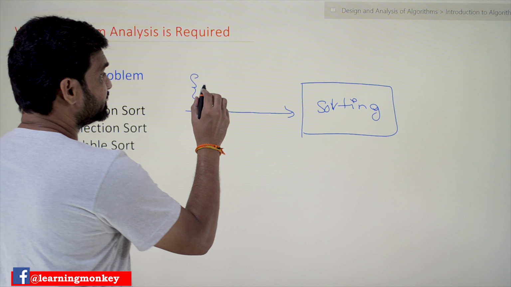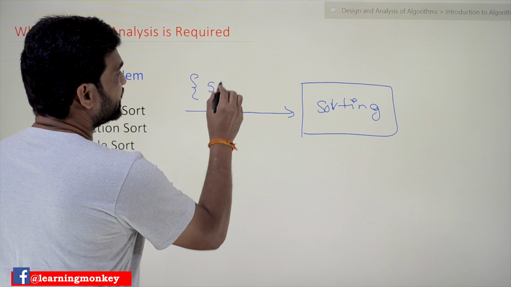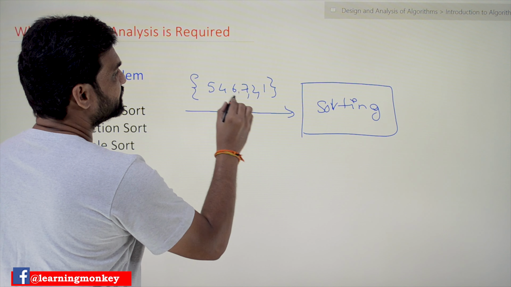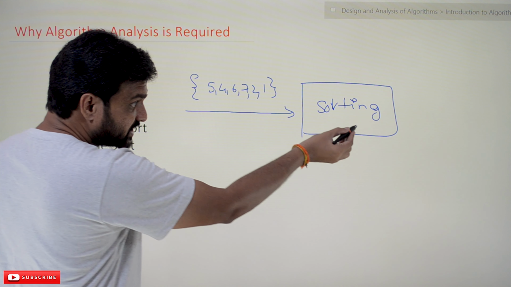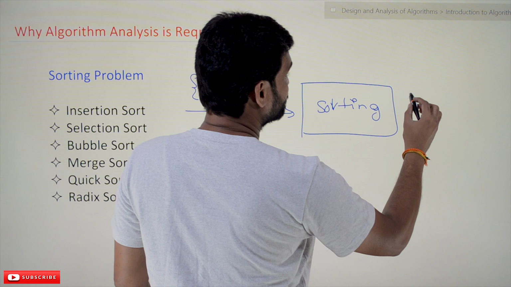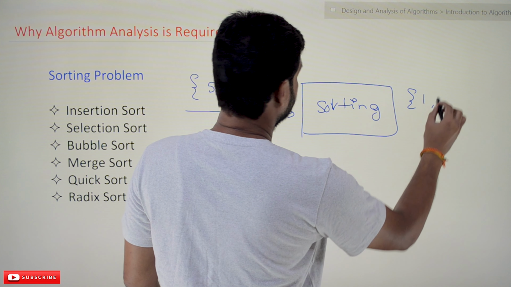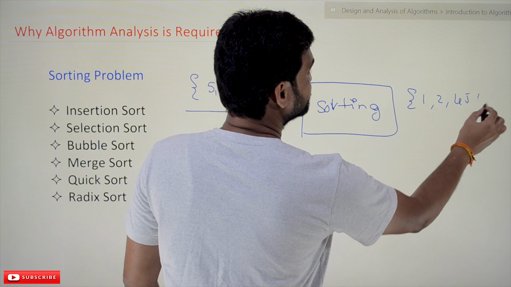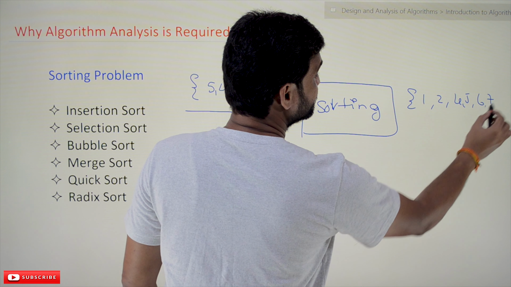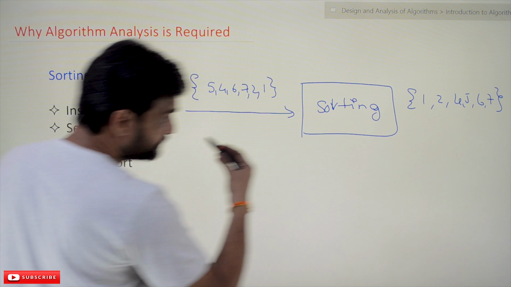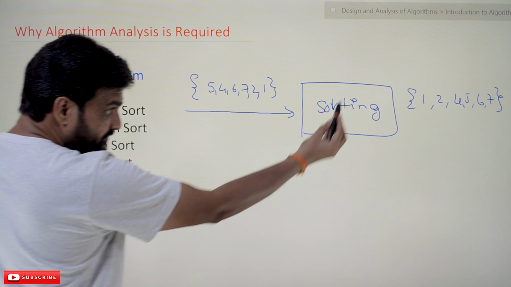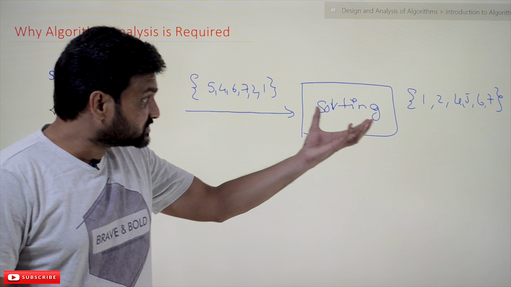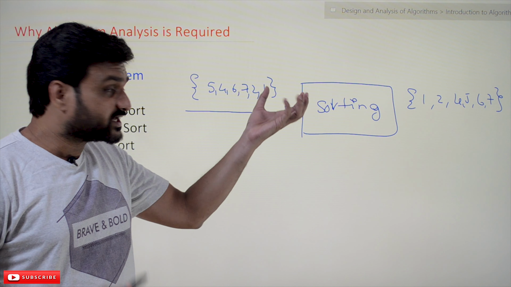Let's try to understand this. For example, if you give 5, 4, 6, 7, 2, 1 as the input to this algorithm, it is going to provide 1, 2, 4, 5, 6, 7. In this way, the values provided as the input will be rearranged in the sorted order. So that is the problem that we have, and we can get those solutions.